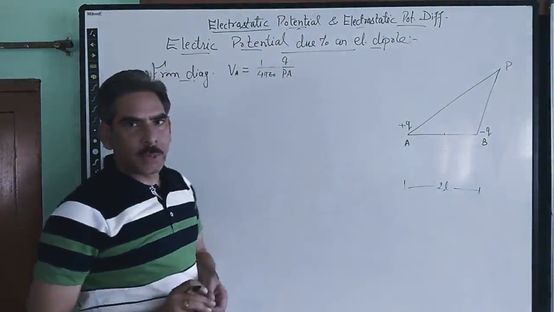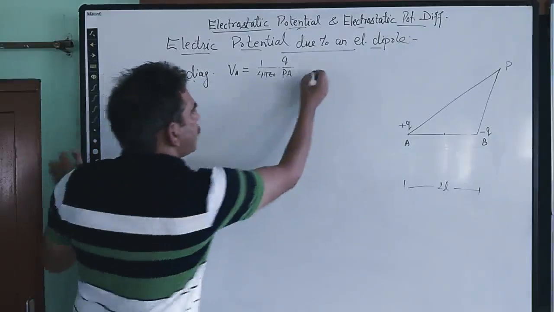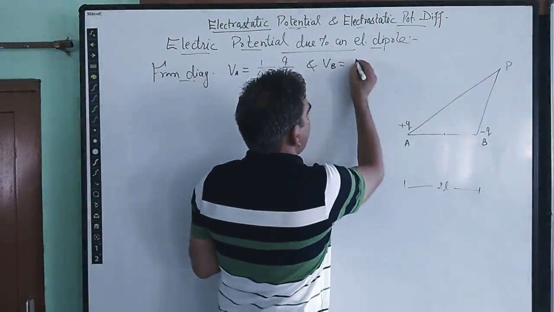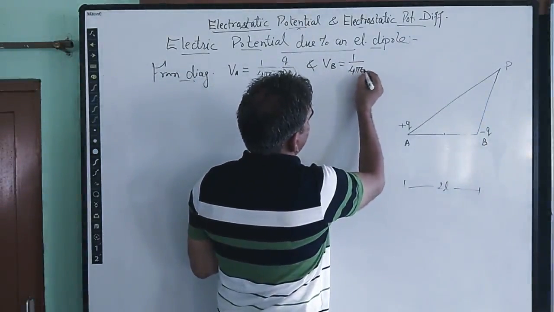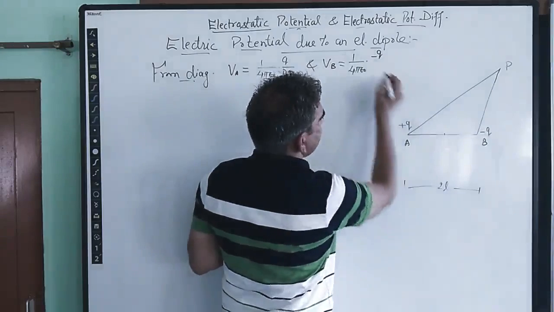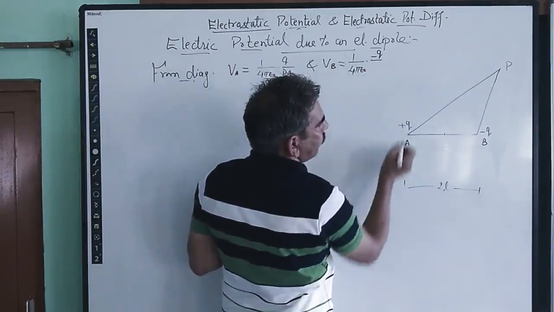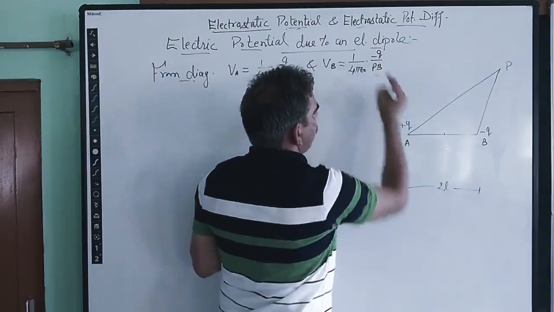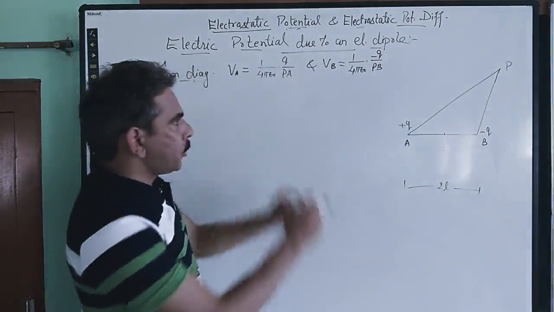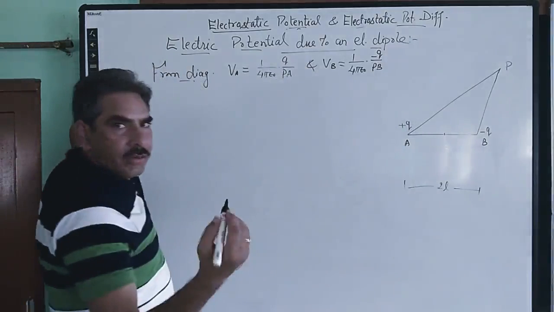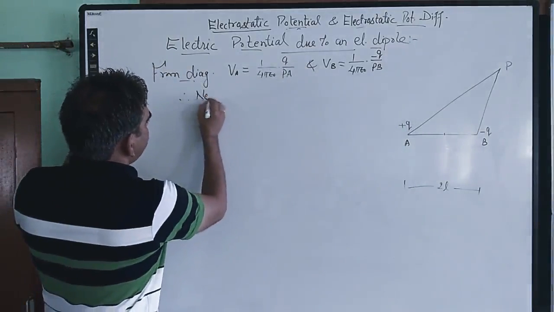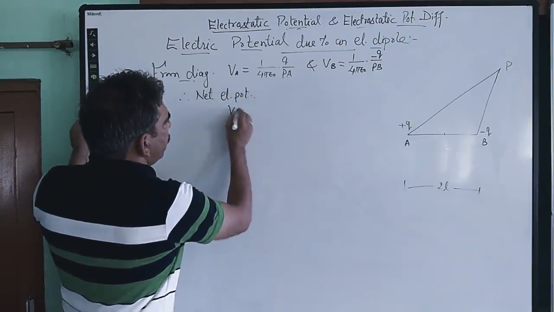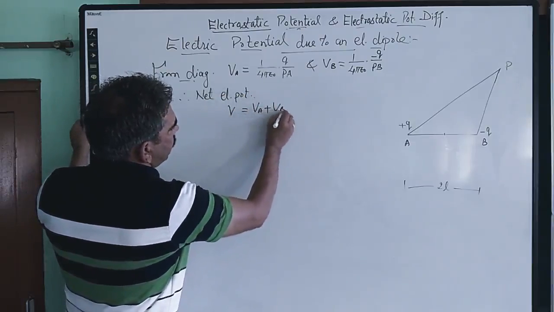From the general expression of electric potential we can write this expression. And VB, the potential at point P due to the second charge, which is minus Q of the dipole, is 1 upon 4 pi epsilon naught into minus Q, because the charge is negative so we keep its sign, upon the distance of the point from this charge, which is PB. So what is the net potential at point P, as we have discussed in our last video? The net electric potential V is given by VA plus VB.